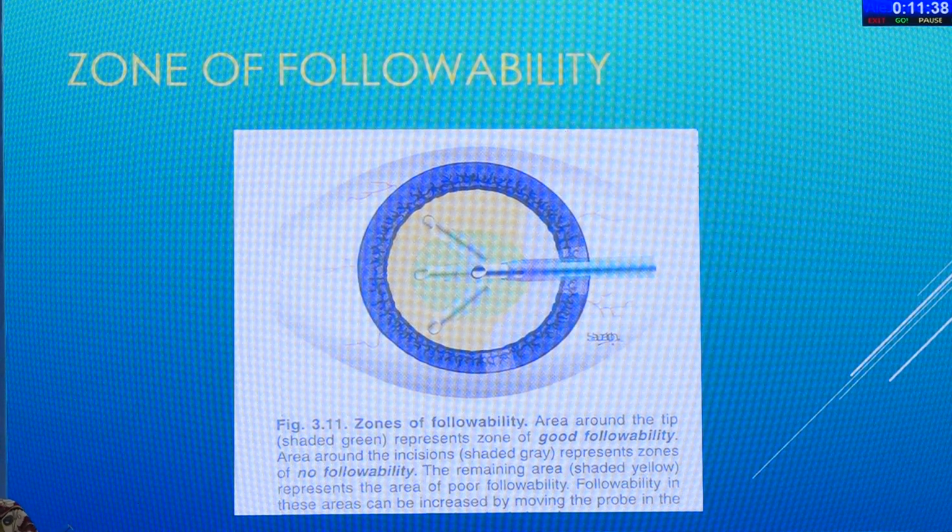So in this picture, if you see, there is a green area near the Phaco tip. This is the area of good followability. Whatever is in this area will easily come through the tip. Now if you see the area of the main port and the side port, which is shaded gray, this is the zone of no followability, because if a small piece gets stuck in these ports, it will not come by itself. We'll have to maneuver it through the second instrument. And the green area you see in between is the zone of poor followability. In that area, we can shift our Phaco tip handpiece and bring out the pieces.